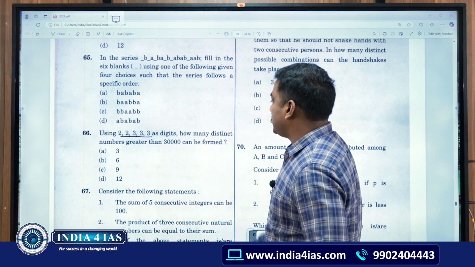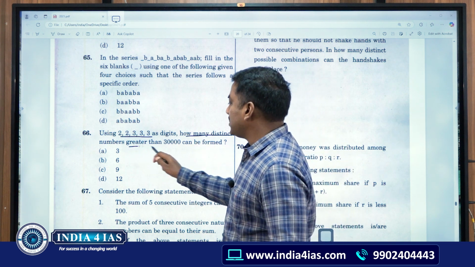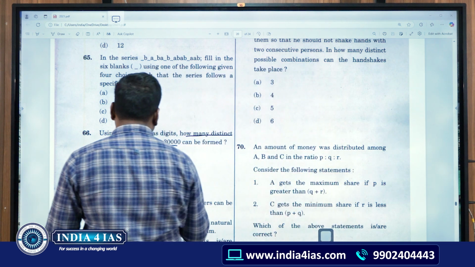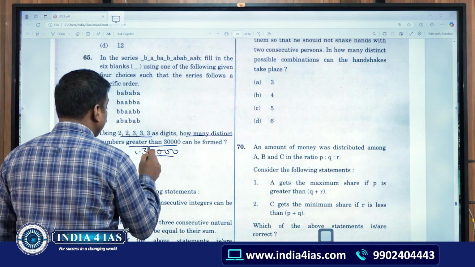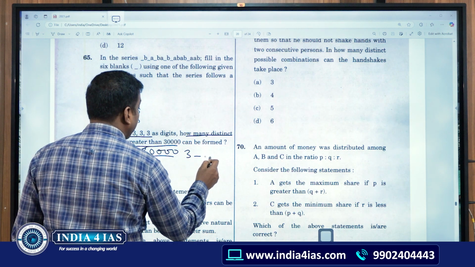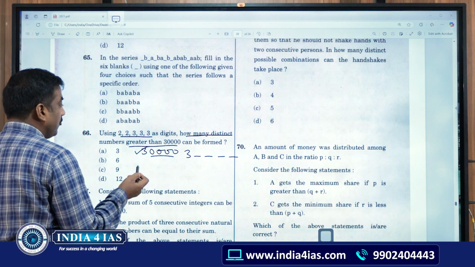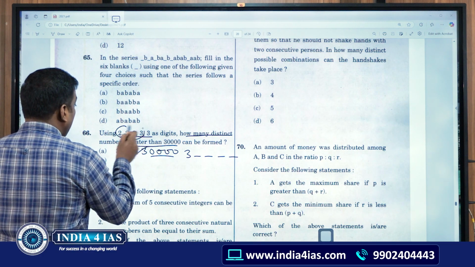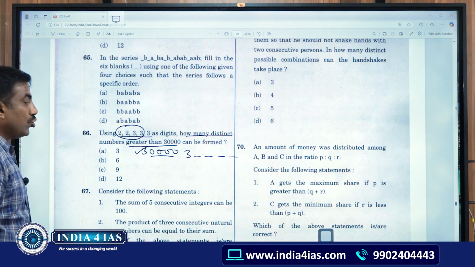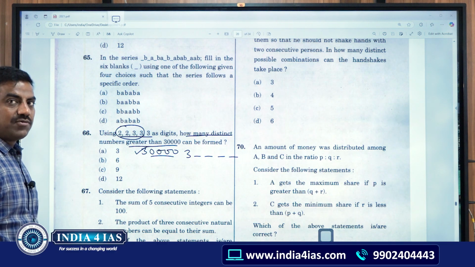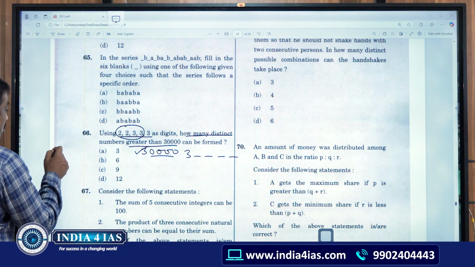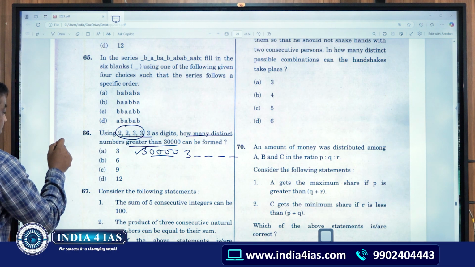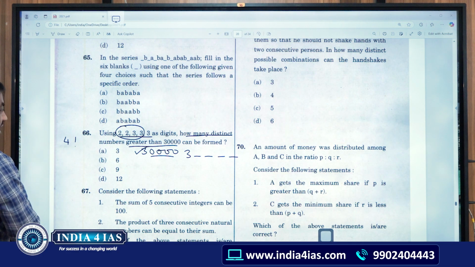Next, using 2, 2, 3, 3, 3 as digits, how many distinct numbers greater than 30,000 can be made? See, here we need 30,000 or more. So this is fixed, 3 is fixed. I need another 4 positions. These 4 positions have to be among 2, 2, 3, 3. So I have to make different arrangements of 2, 2, 3, 3. Normally if they were distinct digits, I would have arranged them in 4 factorial ways.